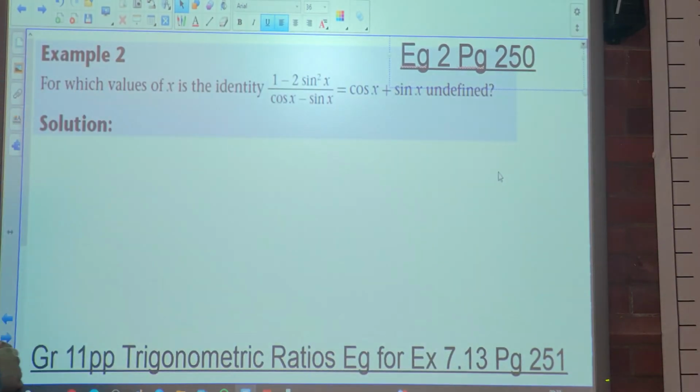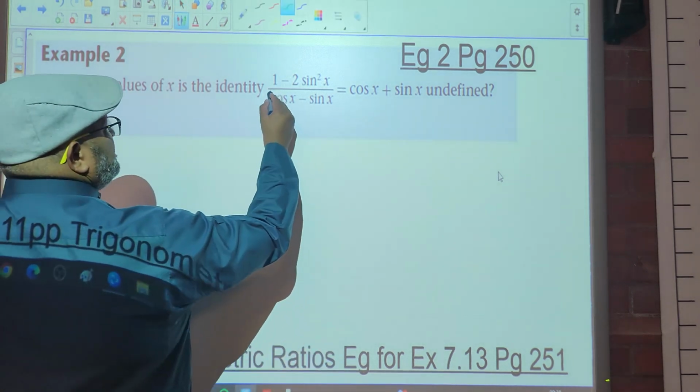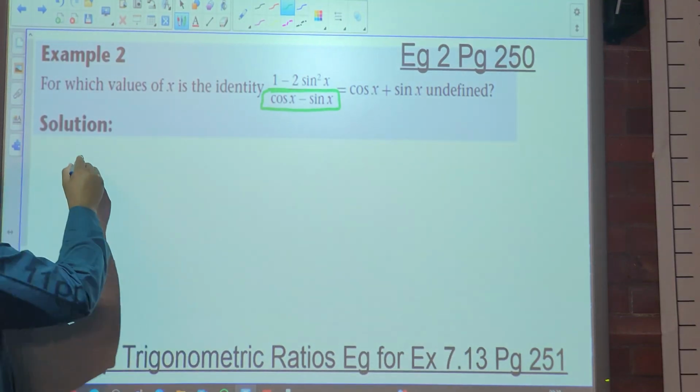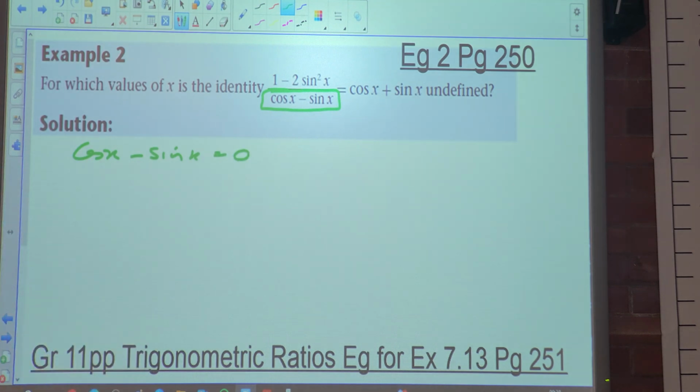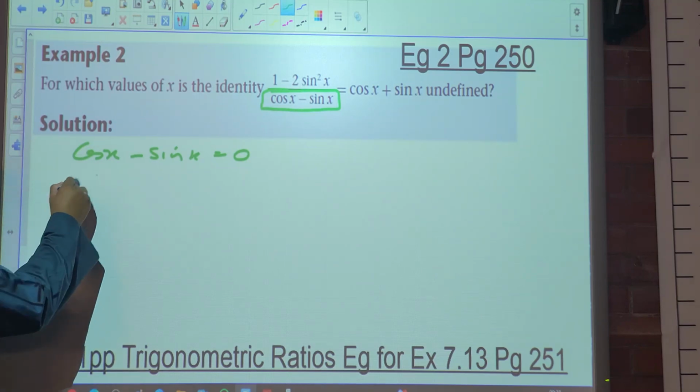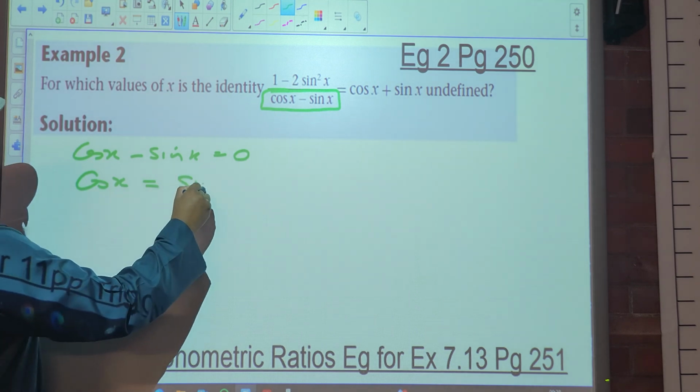The question says, for which values of x is the identity (1 minus sine squared x) over (cos x minus sine x) equal to cos x plus sine x undefined? People, is there a tan? No. Right. So when will this be undefined? When the denominator is equal to 0, which says cos x minus sine x is equal to 0. So what do we do now? General solution, not so? So I take sine over the equal sign, which now gives me cos x is equal to sin x.